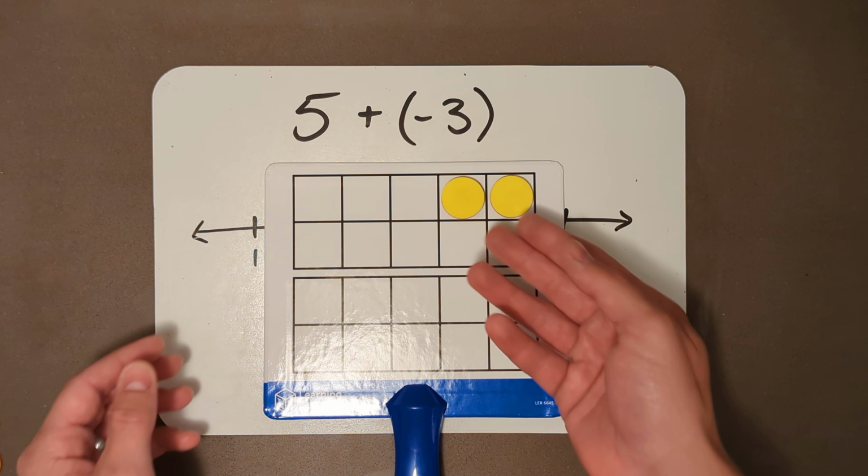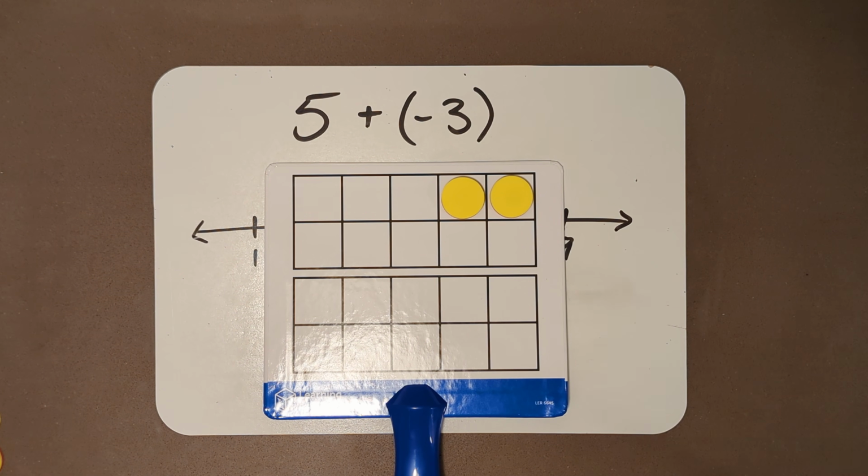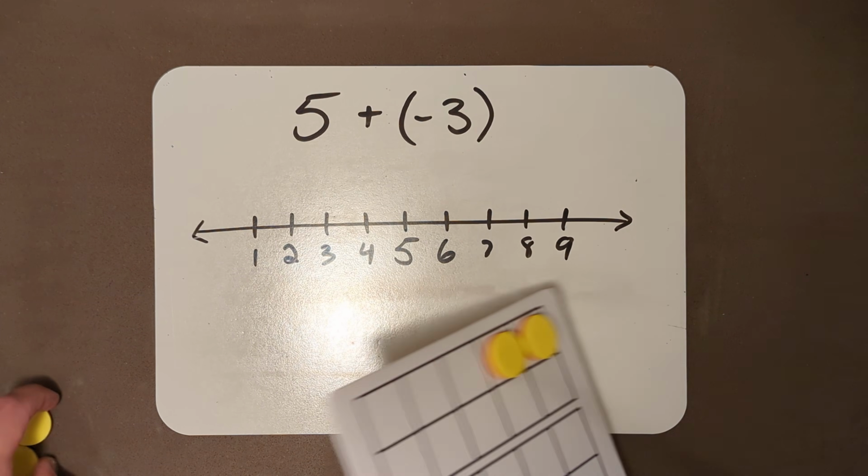Okay. So then what we're left with is just two yellow counters. So then our sum, or our answer, is just going to be 2. Okay, so that's the concrete model.